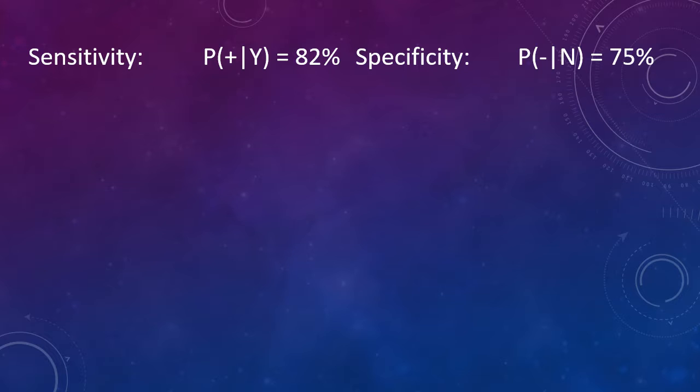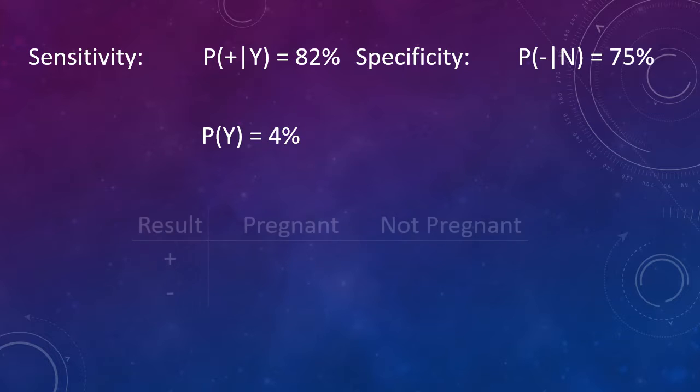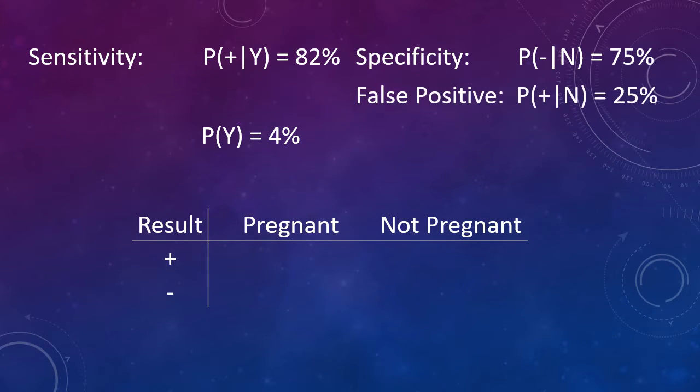According to data from the 2011-2013 National Survey of Family Growth, the rate of pregnancy is about 4% for women aged 15 to 45 in the United States. We can use this information along with the multiplication rule to find the probability distribution of the compound event of pregnancy status and test result. First, let's find the false positive and false negative rates. The false positive rate is just the opposite of specificity. So if 75% of the women who were not pregnant got a negative result, then 25% of them must have gotten a positive result, receiving an incorrect diagnosis from the pregnancy test.